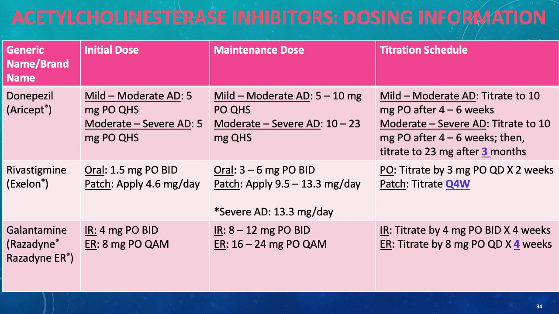After 4 to 6 weeks, the patient can be increased to 10 milligrams. And if it is necessary to go to 23 milligrams, they need to be able to tolerate 3 months of the 10 milligram dose. And you'll see that the Exelon patch is titrated on a monthly basis, and the galantamine is titrated every 4 weeks. Also pay attention to BID dosing versus daily dosing because that can affect adherence.